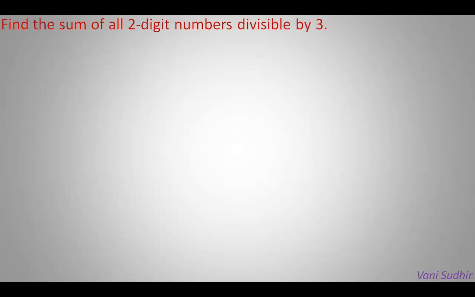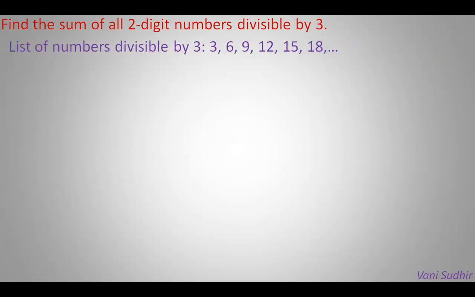Next we will do one more problem. Find the sum of all 2-digit numbers divisible by 3. First we have to take the list of numbers. We'll write the list of numbers which are divisible by 3. That is 3, 6, 9, 12, 15, 18. See, they are multiples of 3 also.